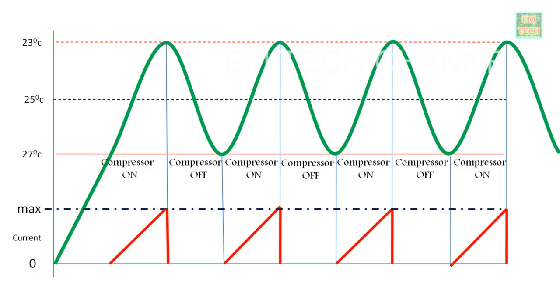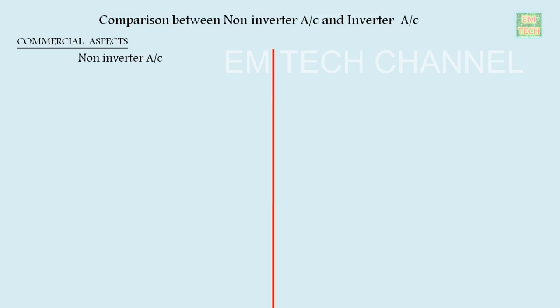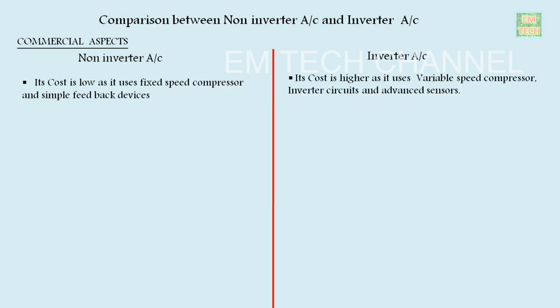Next, let us see the difference between the inverter and non-inverter AC in commercial aspects. First, the cost of a non-inverter AC is comparatively low as it uses a fixed speed compressor and simple feedback devices. In an inverter AC, the cost is high as it uses a variable speed compressor and advanced feedback devices.